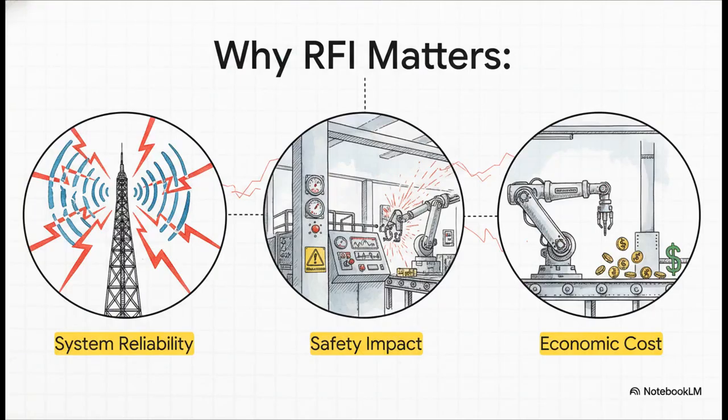And this is the crucial part. When RFI goes unchecked, the consequences can be severe. It can absolutely gut the reliability of your most critical communications. It has a very real safety impact. I mean, it can cause catastrophic failures in dangerous environments. And of course, the big one, the economic cost. Every single minute of production downtime can cost a company thousands.